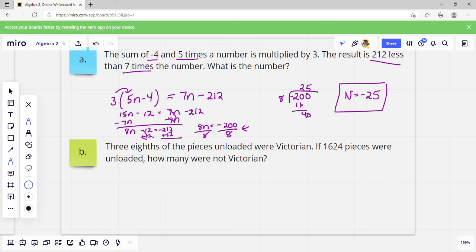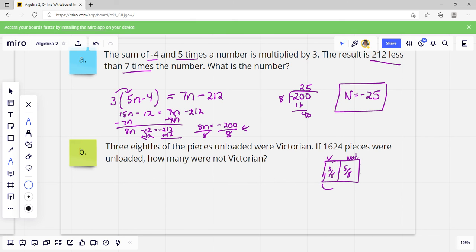All right, next one, 3/8 of the pieces unloaded were Victorian. If 1,624 pieces were unloaded, how many were not Victorian? All right, I'm going to draw a little diagram for this. 3/8. That'll be almost half. Let's see, that'd be good. So this is 3/8. So that means you're going to have 5/8 over here. 3/8 of the pieces unloaded were Victorian. So this is our Victorian. This is our not.